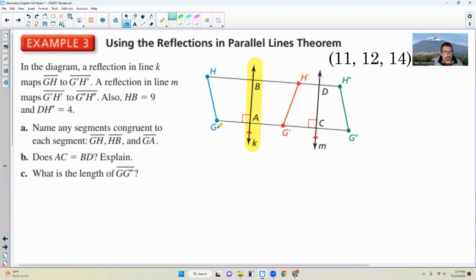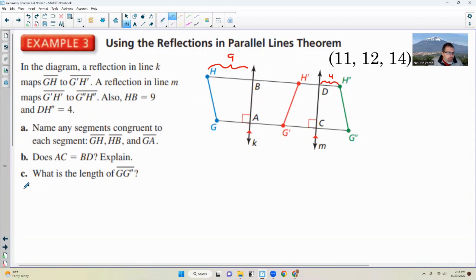A reflection in line M, that's this one, maps G prime H prime onto G double prime H double prime. So we're mapping this to this and then mapping this to this in 2 reflections. We're also given that HB equals 9. So here is HB, that is 9. We're also told that DH prime, so here's D, here's H prime, this segment is 4.